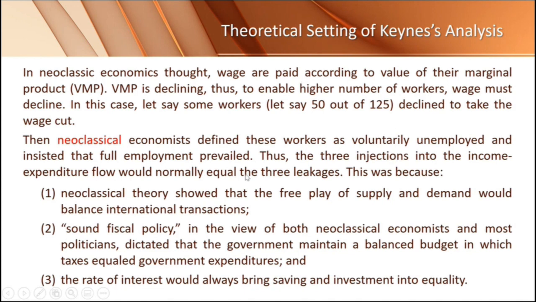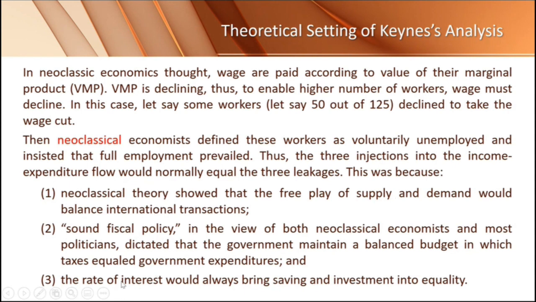So still full employment. So these three injections into the income expenditure flow would normally equal the three leakages, right? If you base it on this classical school assumption, why? Because neoclassical theory shows that the free play of supply and demand would balance international transactions, with sound fiscal policy, right? In this case, it means the government will spend and balance the budget, with tax equal to government expenditure. The rate of interest would always bring saving and investment into equality.